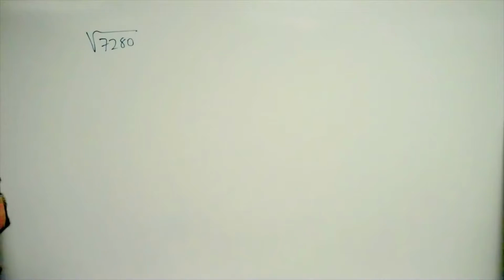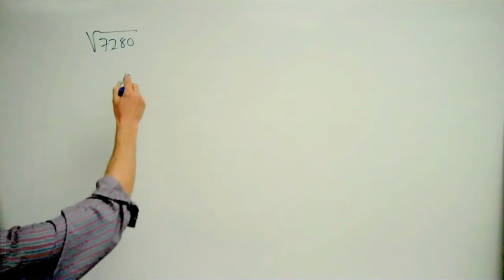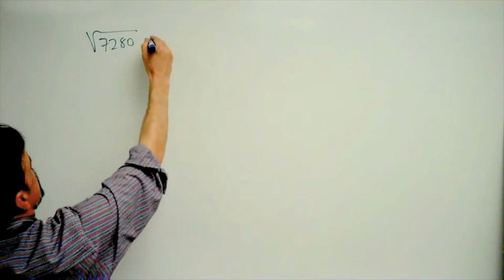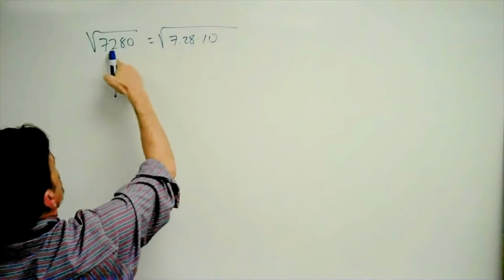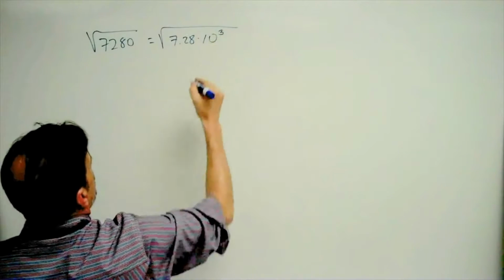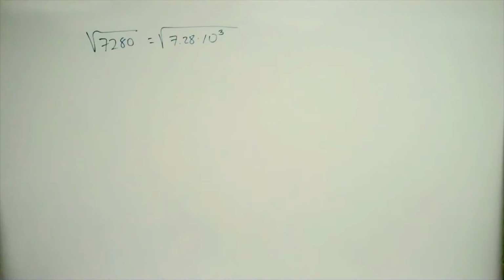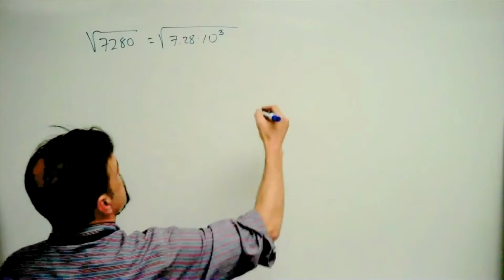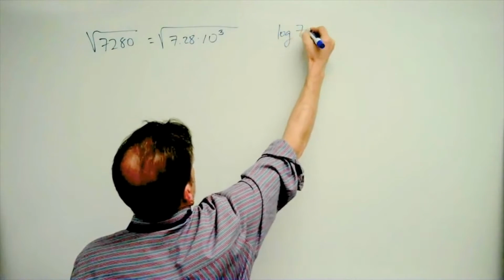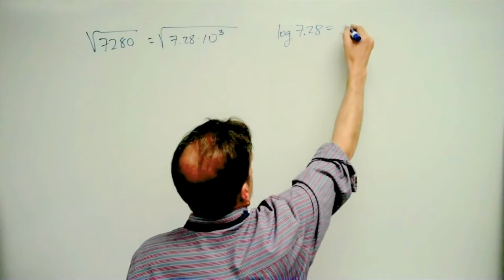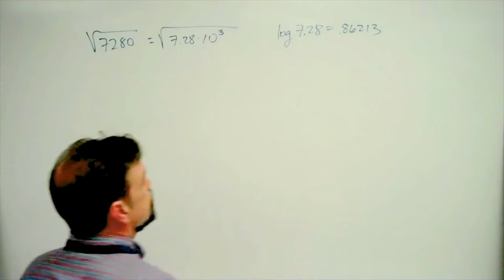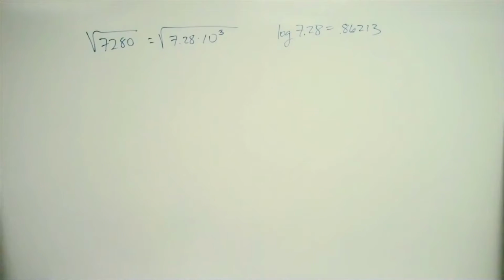Okay, so how to start? With the square root of 7,280, first let's express this in scientific notation. This is going to be the square root of 7.28 times 10 to the third power. Okay? Now at this point I use my table of logarithms, and so I say, okay, what's the log of 7.28? And as it turns out, it is 0.86213. Okay? Just look up on your table of logs and you will find that that's the answer.